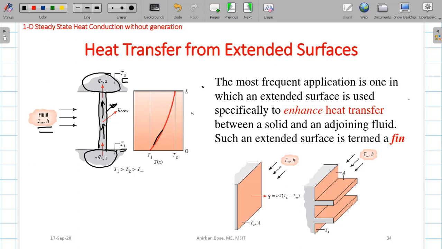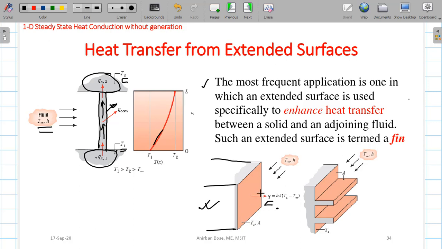So the most frequent application is one in which an extended surface is used specifically to enhance heat transfer between a solid and an adjoining fluid, and such an extended surface is termed a fin. That means that many times this kind of extended surface is intentionally used to enhance the heat transfer. As you can see in this figure, there is a body maybe like this, and here you can see the orange color surface through which ultimately heat is transferred to the outside fluid. Here you can see by convection.